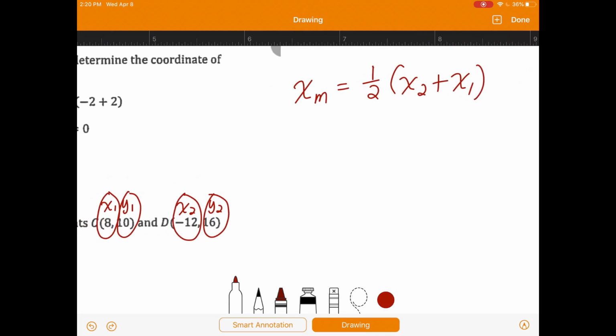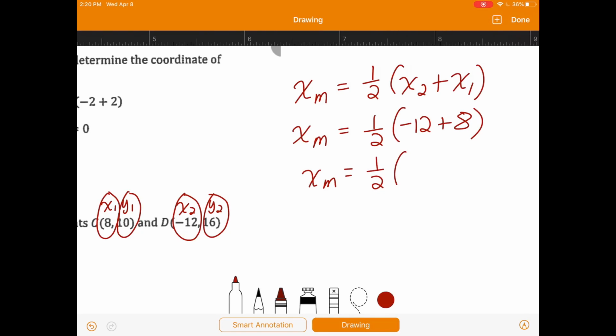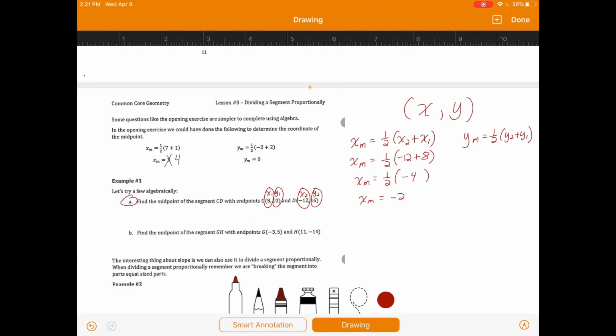So let's do the x values first. The x value for the midpoint is half of the two x values added together. So x2 is negative 12, and then x1 is 8. If we continue this and do the parentheses first, we've got negative 12 plus 8, which is going to be negative 4. And then half of negative 4 is negative 2. So that means our answer is going to be a point here. The x value for the point is going to be negative 2.